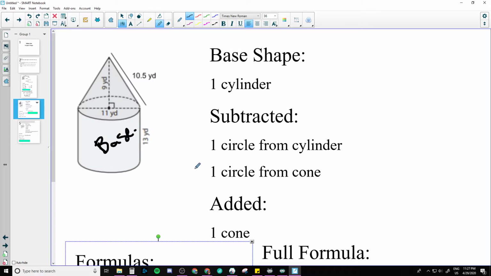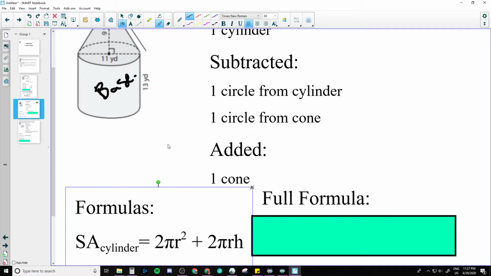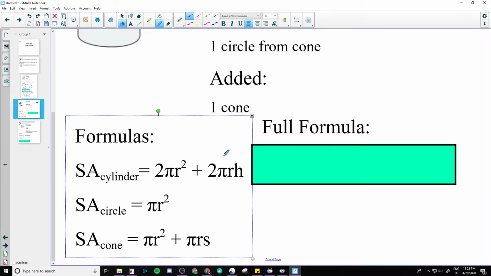The cone that is on top has been added. There has been a circle from the cylinder and a circle from the cone removed. Okay, we're not going to see this circle from the cylinder, but we're also not going to see the circle from the cone formula. So we need to remember that. So we take a look at these formulas. We've got the cylinder formula right here. We've got the cone formula right here, and we're reminding ourselves of the circle. We're losing a circle from the cone, and we're losing a circle from the cylinder.